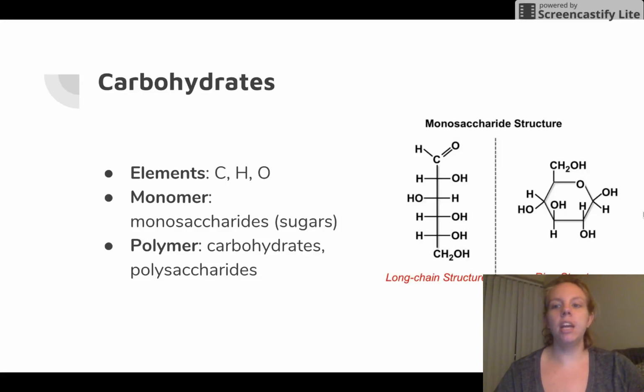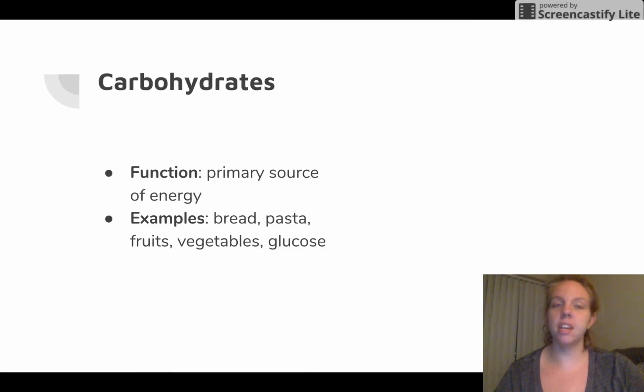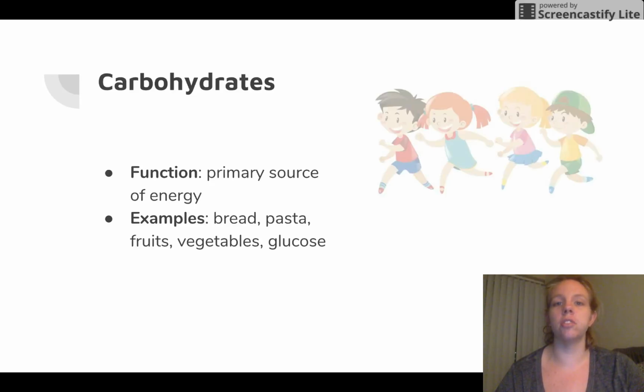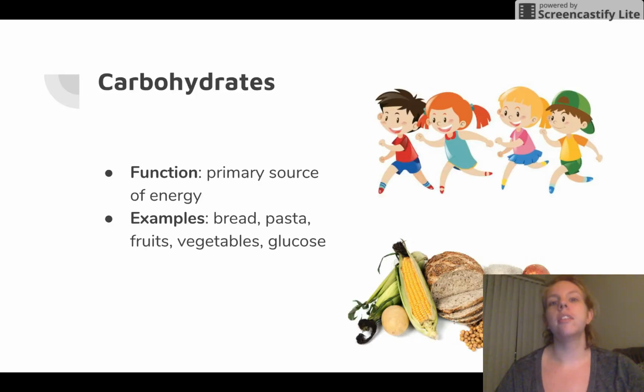is many OHs. The function of our carbohydrates is our primary source of energy. I always put them first so I can remember that they're our first source of energy. Examples that you eat: bread, pasta, fruits, vegetables, and then glucose, which is our main molecule we need in order to make energy. So think running a marathon, you're going to eat a bunch of pasta before that marathon.